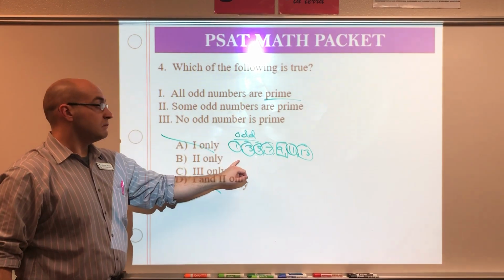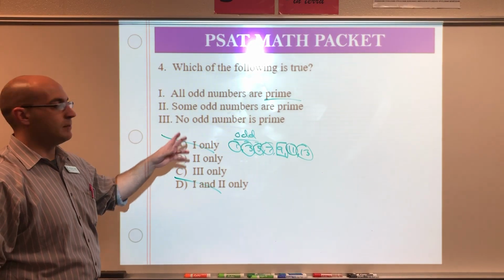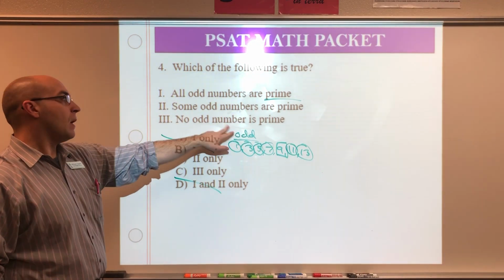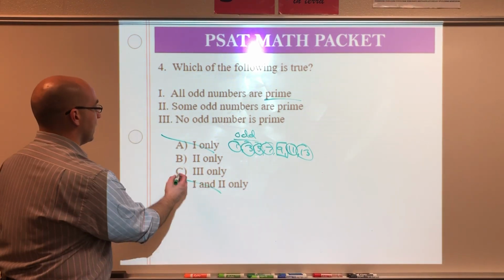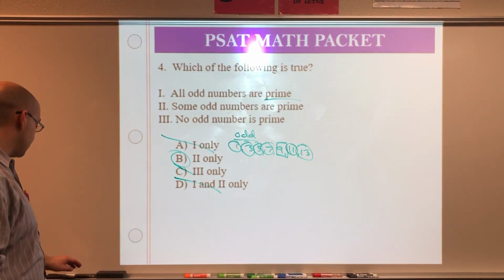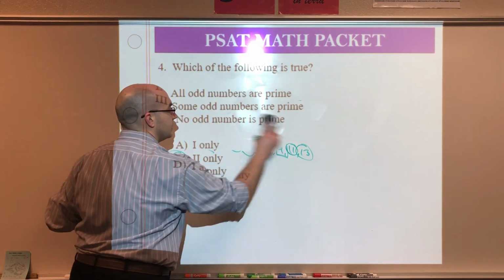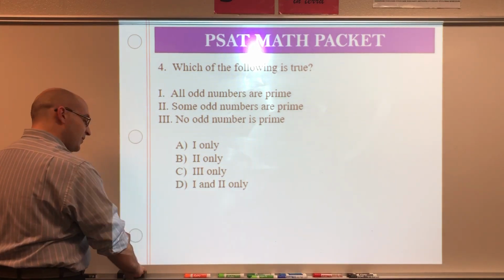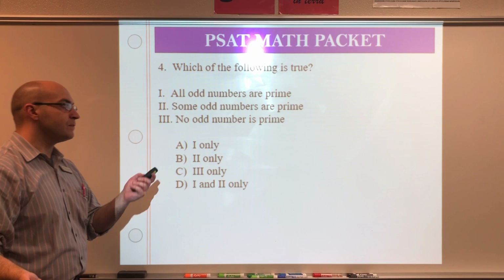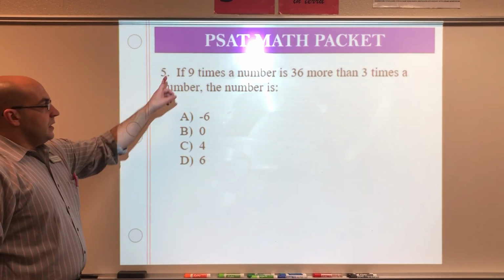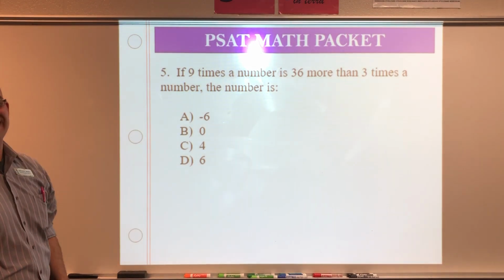Which means that this can't work either. Some odd numbers are prime. I would say that that's some. It doesn't say most, so that'd be tricky if it did, but it just says some. And then number 3 says no odd number is prime. Well, clearly there is an odd number, at least one, that's prime. So our answer is 2, which is B. All right? Not bad. So sometimes you've got to do a little bit of investigation. You've got to write down some odd numbers and see if they're prime.